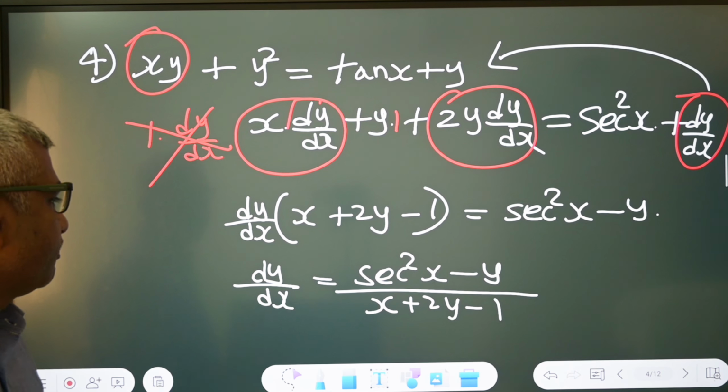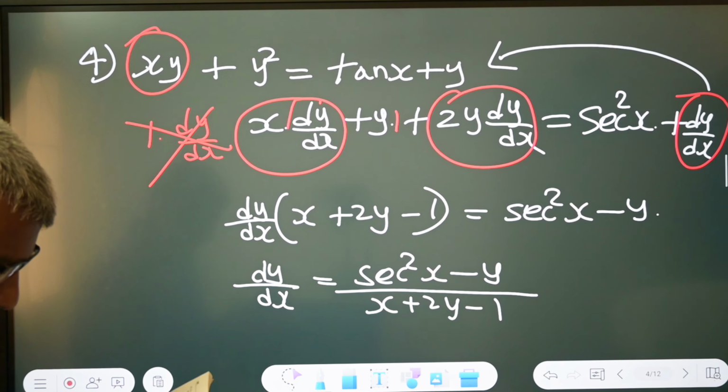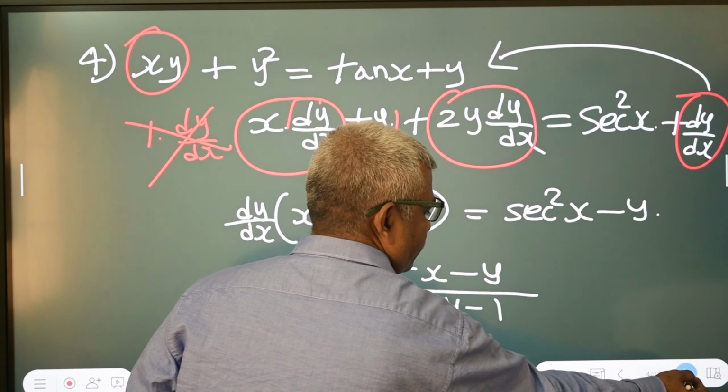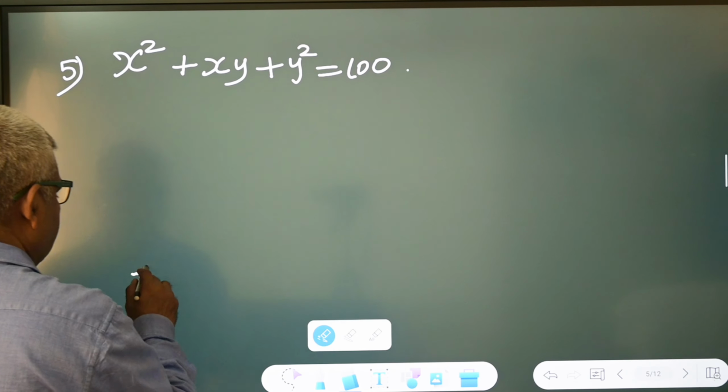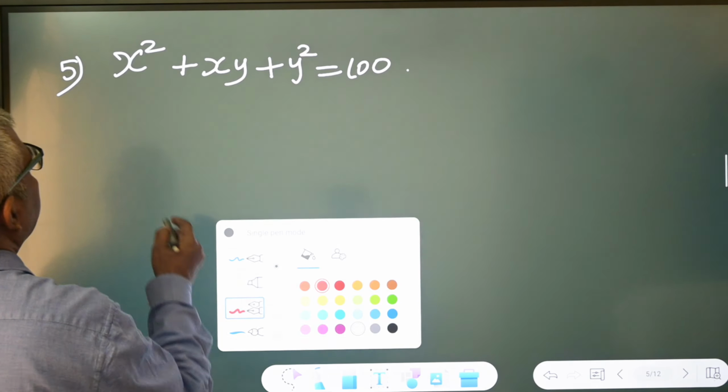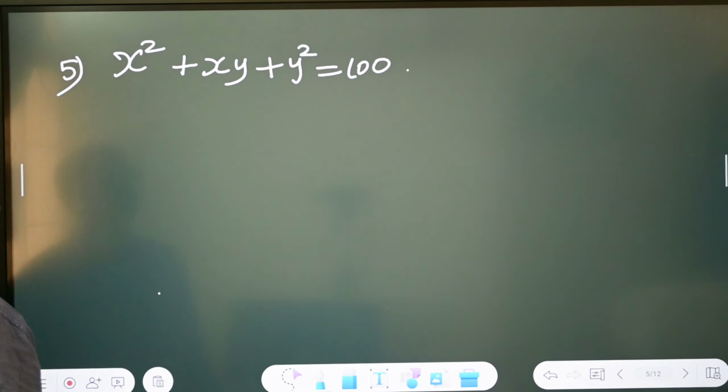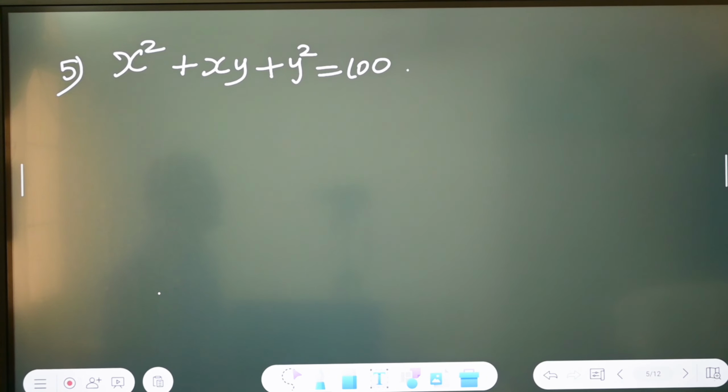Copy down. Okay. Question 5. x squared plus xy plus y squared equal to 100.